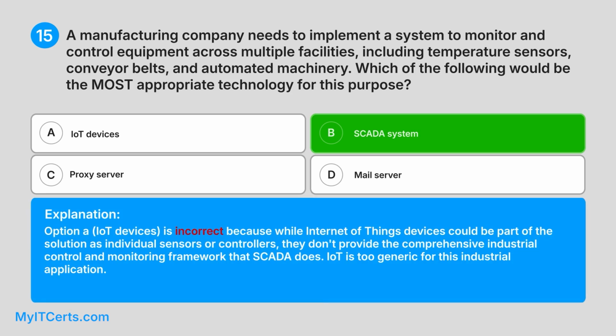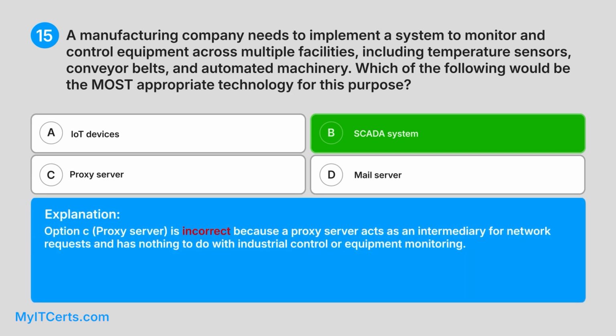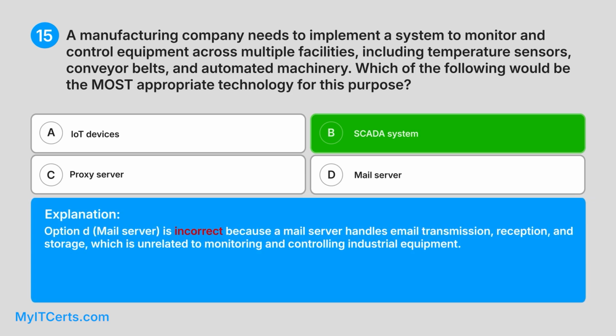Option A, IoT devices, is incorrect, because while Internet of Things devices could be part of the solution as individual sensors or controllers, they don't provide the comprehensive industrial control and monitoring framework that SCADA does. IoT is too generic for this industrial application. Option C, proxy server, is incorrect because a proxy server acts as an intermediary for network requests and has nothing to do with industrial control or equipment monitoring. Option D, a mail server, is incorrect because a mail server handles email transmission, reception, and storage, which is unrelated to monitoring and controlling industrial equipment.